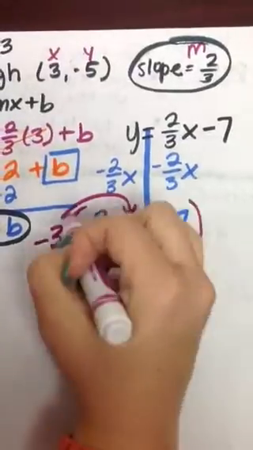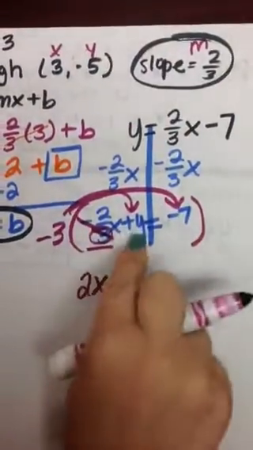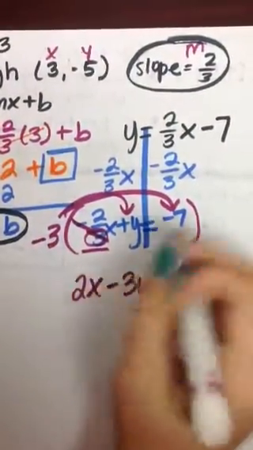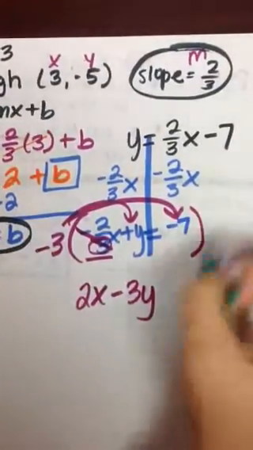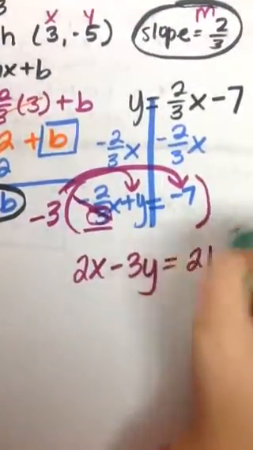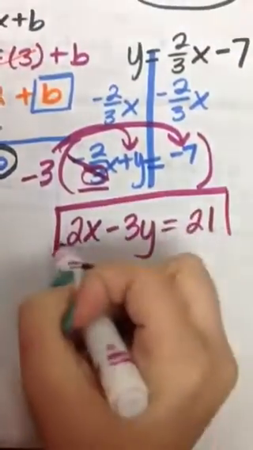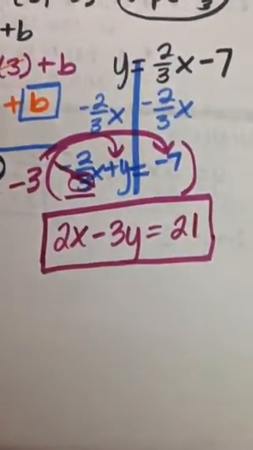But then we have to distribute it to the other two. Negative 3 times y is negative 3y. Negative 3 times negative 7 is a positive 21. That there is your final answer.